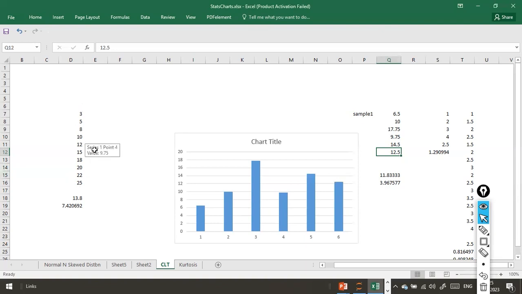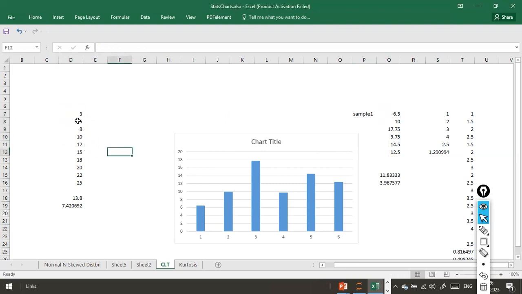So here I have 3, 5, 8, 10, 12. What is the population mean here? The population mean is 13.8. The average is this one. Let's assume that this is my population data. And here it comes close to 14. If I draw 3, 5, 8, 10, what is the average of this? We can see that the average is 6.5. That's what I put here. If I draw a sample, the first sample, it is 6.5.